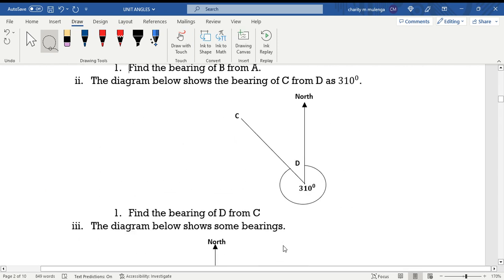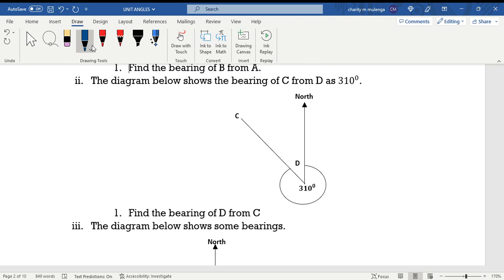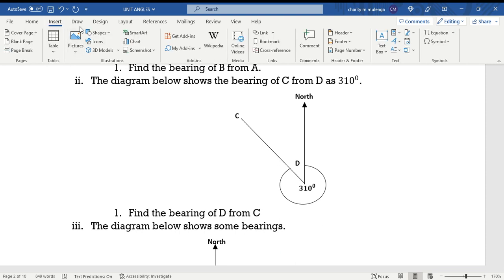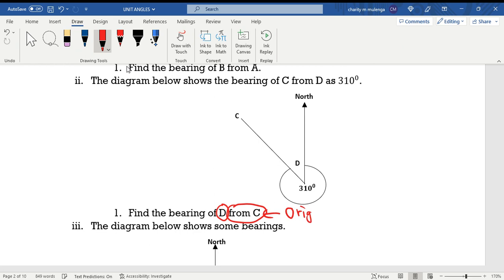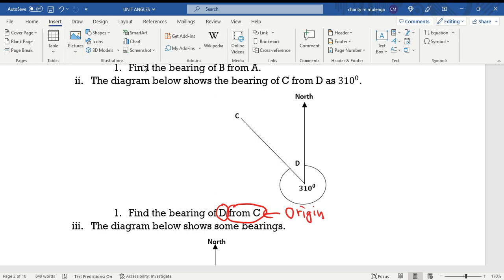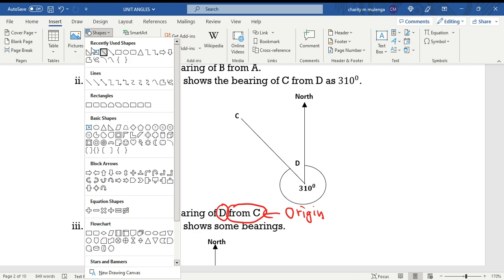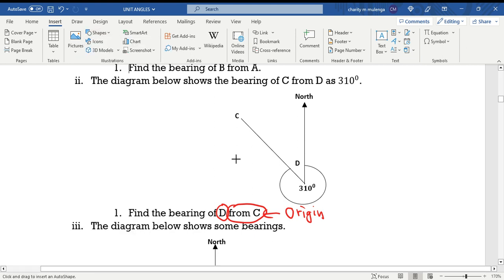All right. Let's look at the next example. So, next question, what does it say? Find the bearing of D from C. So C is our origin. So what are we going to do? We're going to sketch a north at the starting point there.